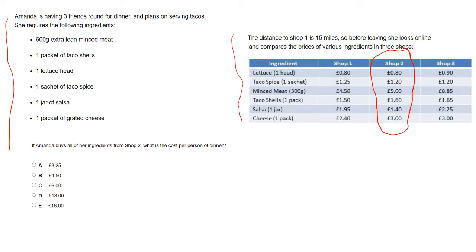And the second thing is that there's not exact correspondence between the amount she needs and the amount that the prices are quoted for. So the easiest way to do this question is basically by just adding up the total from the list, but just noticing beforehand whether any of these numbers need to be multiplied up. And you can see that we've got 600 grams of extra lean minced meat, but we're only given the price for 300 grams here, so that is going to have to be doubled. Okay, so we're going to need ×2 on the minced meat.